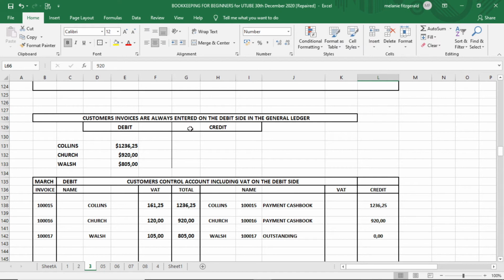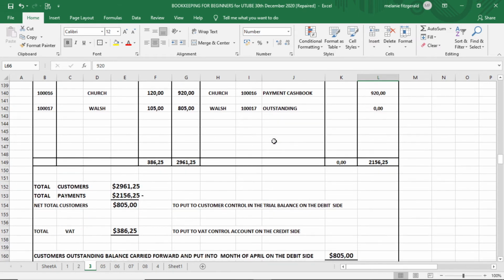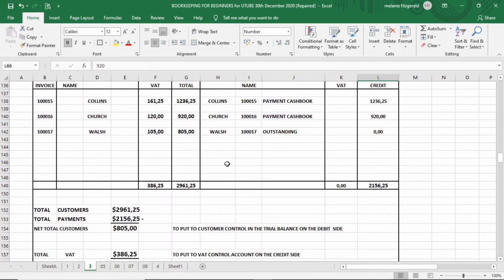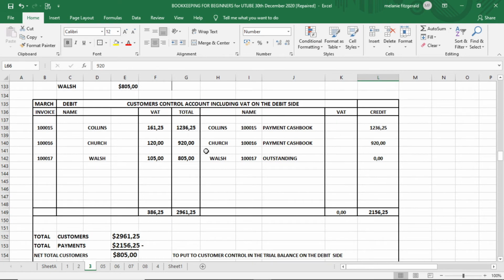The customer's invoices are always entered on the debit side in the general ledger. So this entire account, as you see it, once again, I'm going to repeat myself, always goes on the debit side in the general ledger. And this is how it looks. All right, so the customer's control account, including VAT, is on the debit side. That's what we originally opened it for, but we've now entered Collins and Church because they paid us.